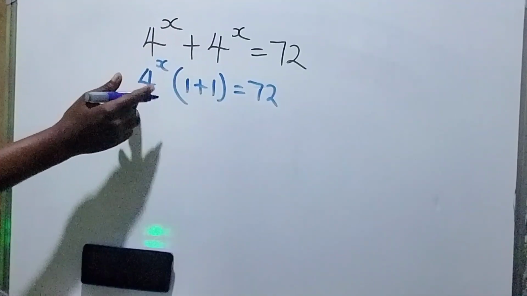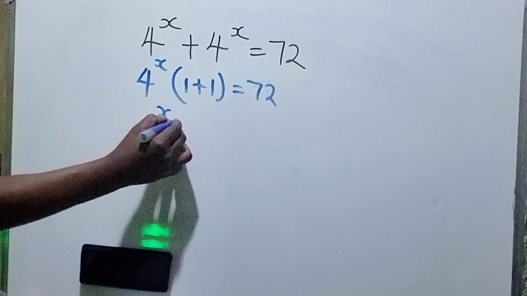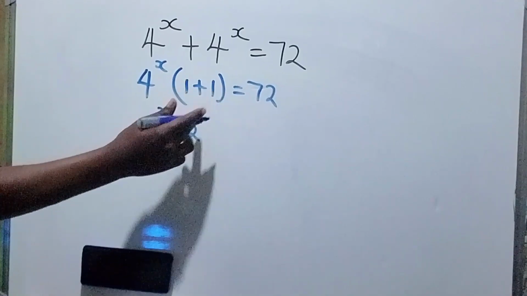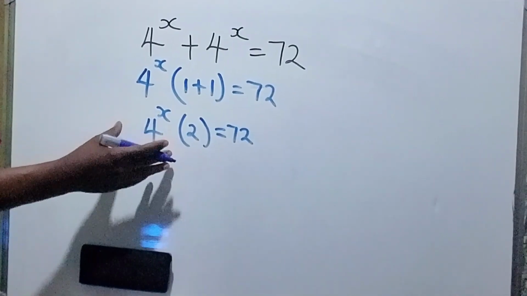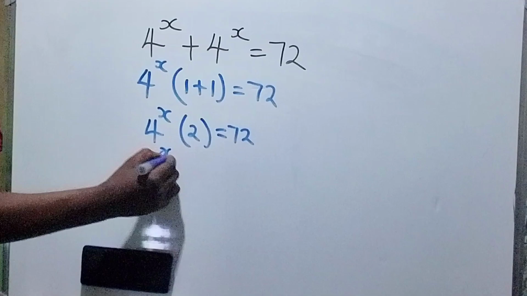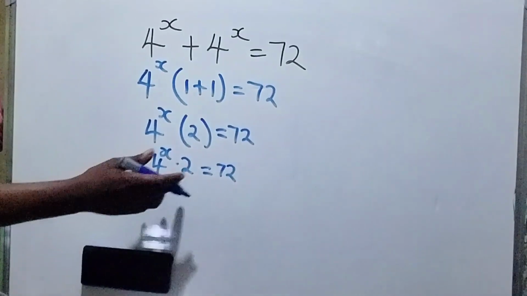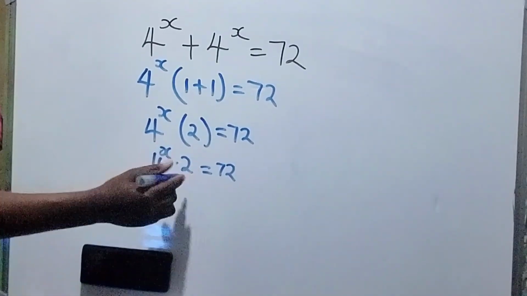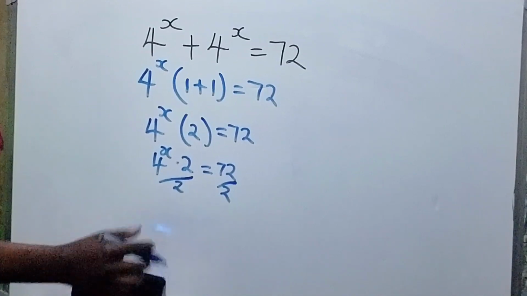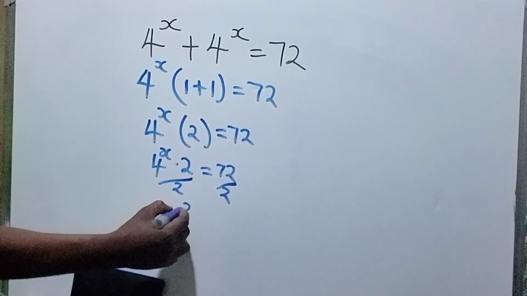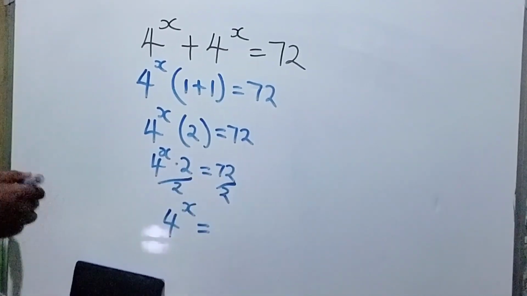So at this point we have like terms here. That's 4 power x into 2, because 1 plus 1 is 2, equals 72. Then the next step: this is now 4 power x times 2 equals 72. Now I need to move this 2 from here. I divide by 2, divide by 2. So I'm going to have 4 power x equals 72 over 2.